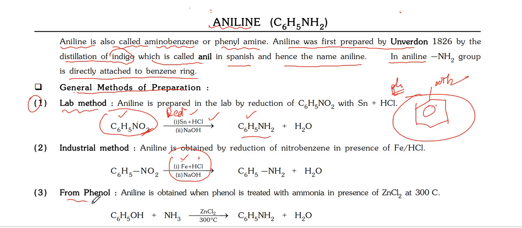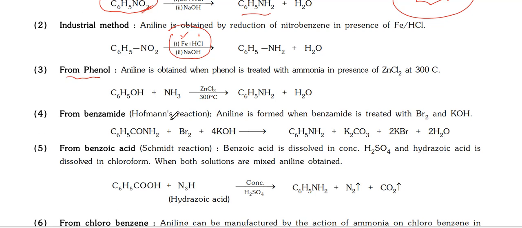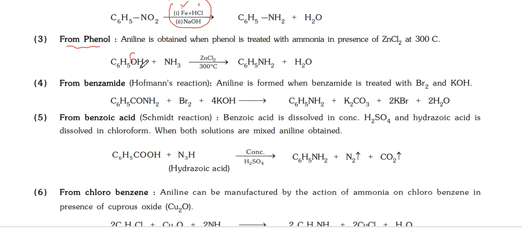Next, from phenol. In phenol, the OH should be replaced by the NH2 group. So we take NH3. Again, the catalyst is zinc chloride. In the presence of zinc chloride, it removes a water molecule, OH from here and one hydrogen from here, at 300 degrees Celsius. So we get aniline from phenol in the presence of zinc chloride and ammonia at higher temperature.